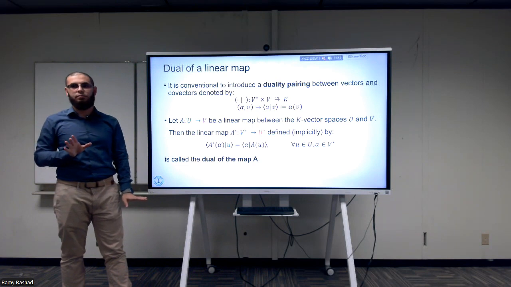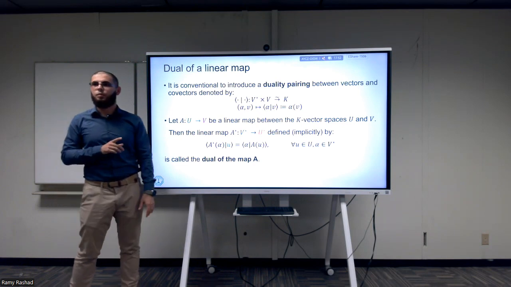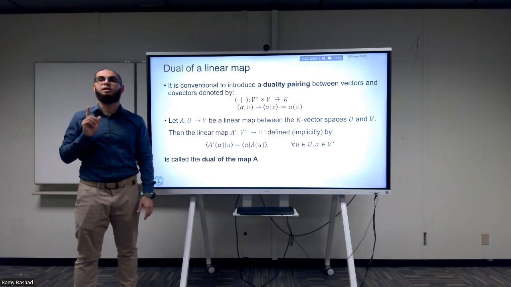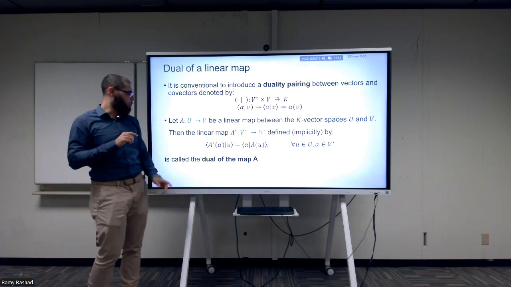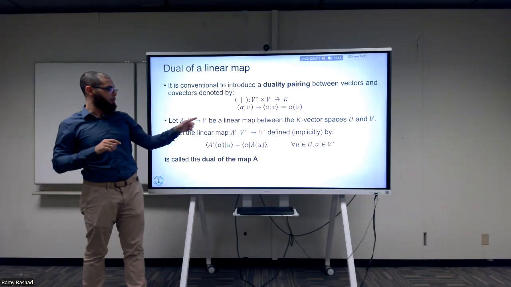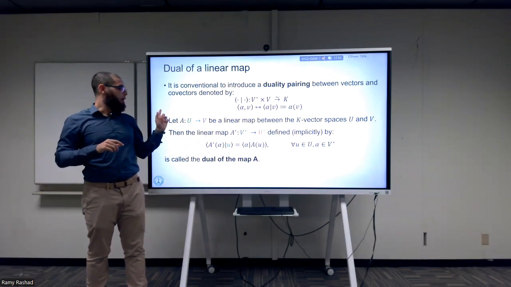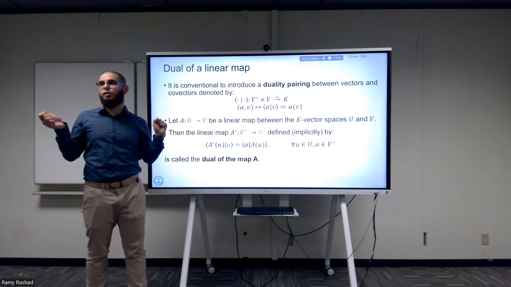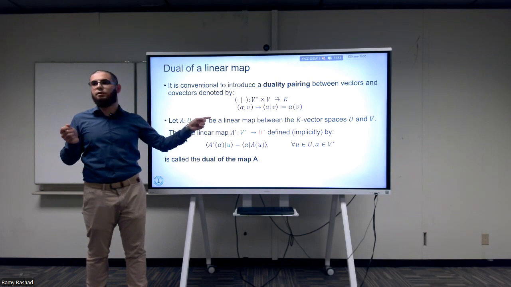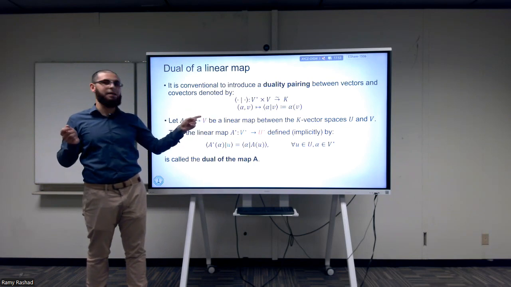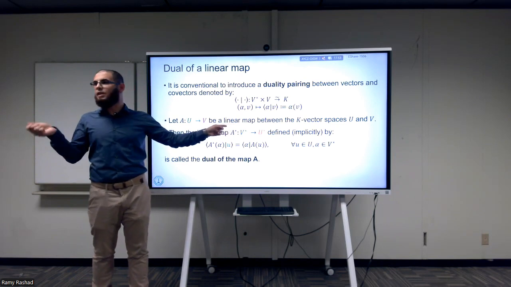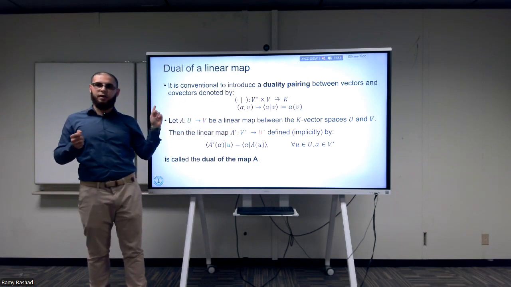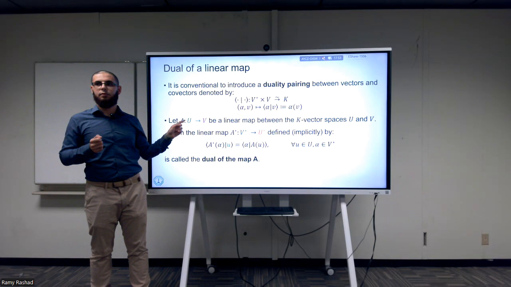No, not the composition. The inverse of? Good question. If A goes from U to V and it's a linear map, you cannot, in general, define its inverse. There has to be another condition. What's the condition for A to have an inverse? It has to be a bijection. What is the name of a bijection that's also a linear map? A linear isomorphism, exactly. So if A is a linear isomorphism, then its inverse would go from V to U.